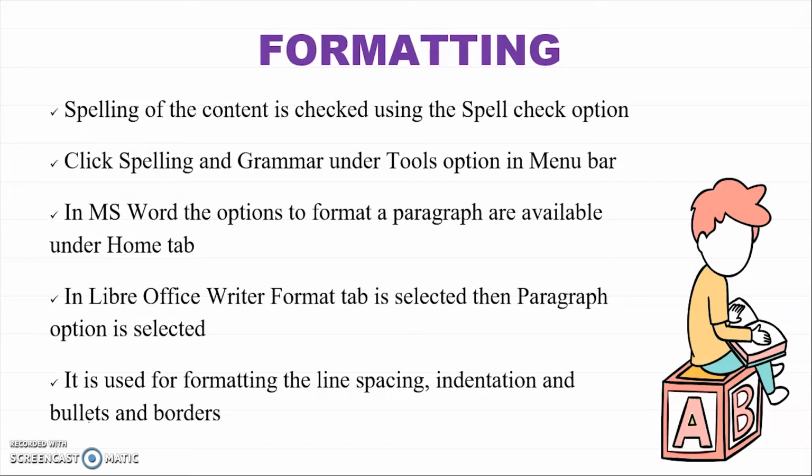Then we have to align and format the paragraph also. In MS Word, under the Home tab you will have the paragraph formatting options. You can align to the left, right, or center. In LibreOffice Writer, select the Format tab and then select the Paragraph option. Then you can get a list of options like line spacing, indentation, bullets, borders, etc. For a paragraph, you can type it either by using bullet points or you can indent some lines inside.